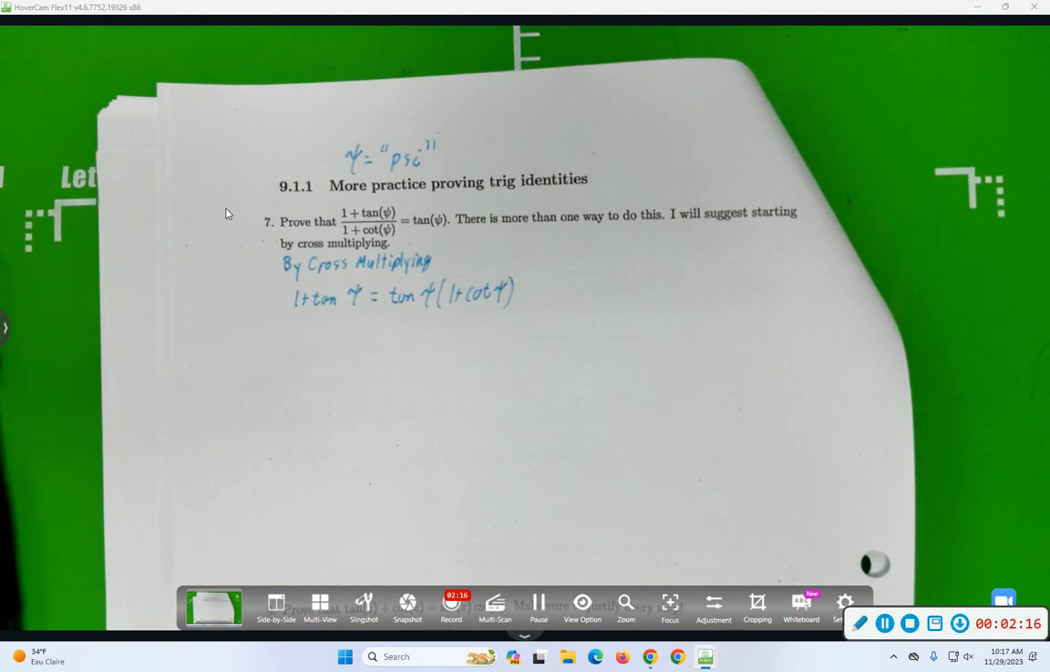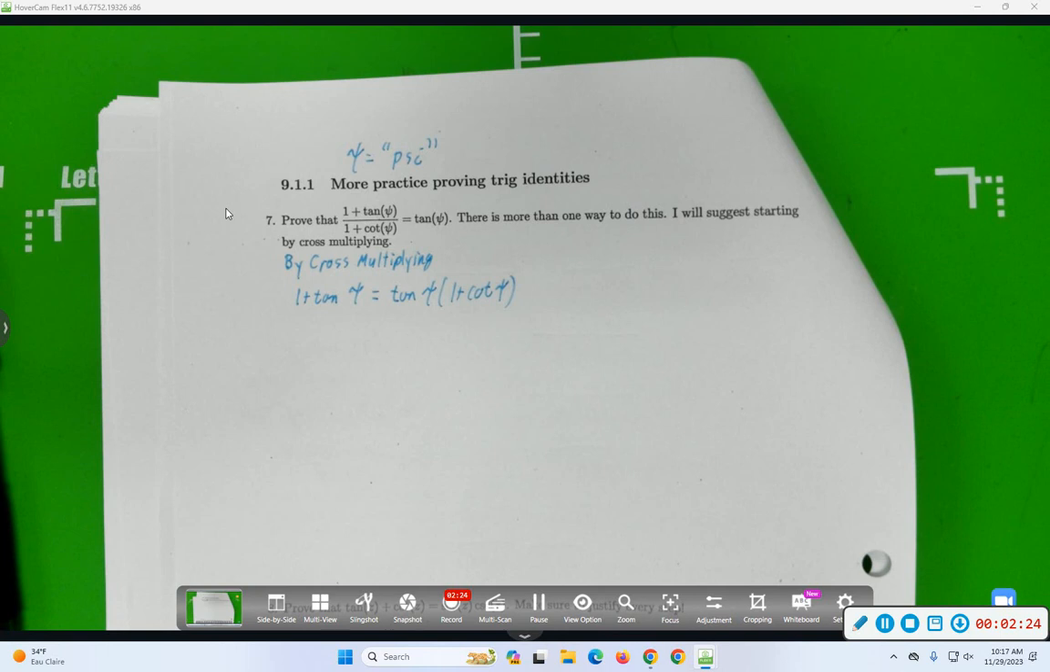All right. Did I cross multiply correctly? I just moved the denominator to the other side. I put parentheses around it to make sure I multiply by the whole thing instead of just the 1. All right. So now that we've done that, follow your nose. You see this equation, you want to simplify it. What do you do?